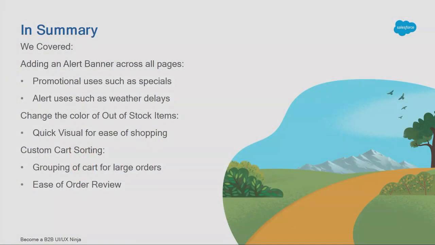Sure. So in summary, what we've tried to do today is give you the top 3 requests that we get in pretty much every customer. That's being able to do the alert banners, right? How do we make out-of-stock items more visible and easier for the customer to understand? And then, of course, the custom cart sorting for ease of order review and really understanding. A lot of our customers have people who print out that cart and send it over to their warehouse receiving and stuff like that. So people are able to use this in multiple different functions. Next slide.